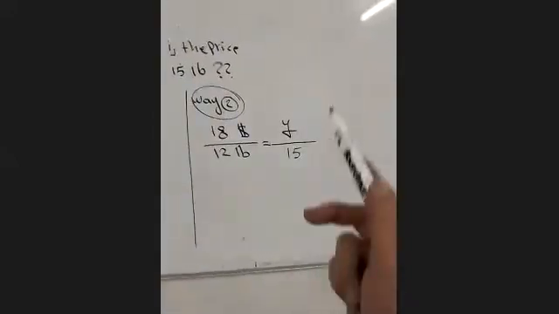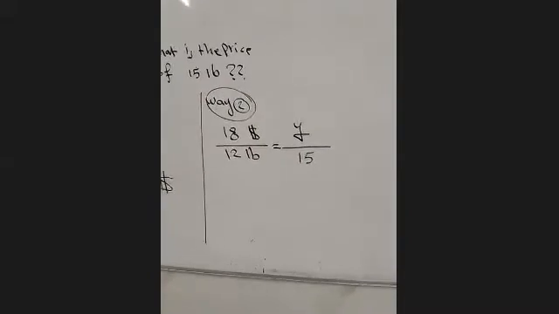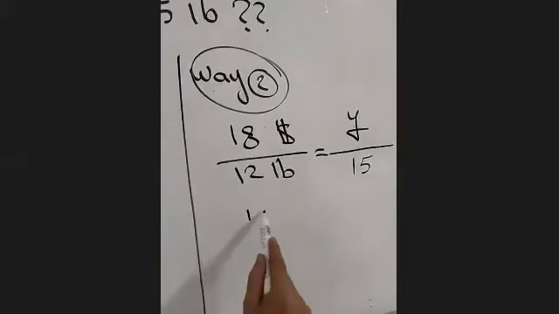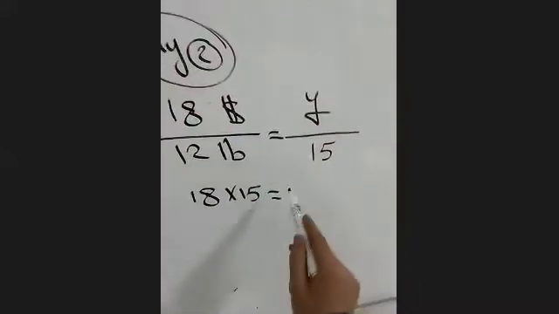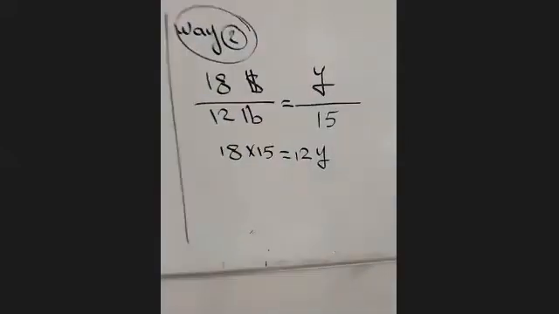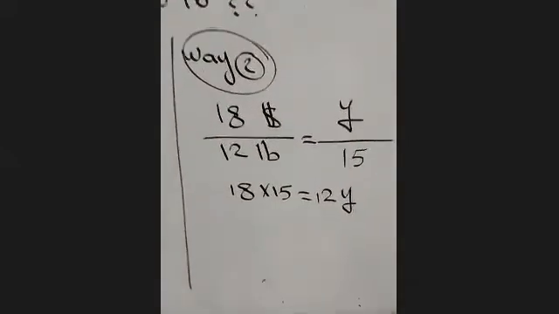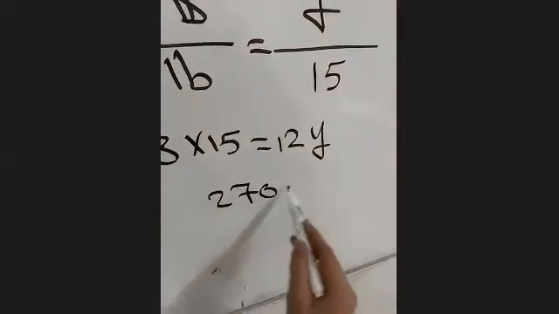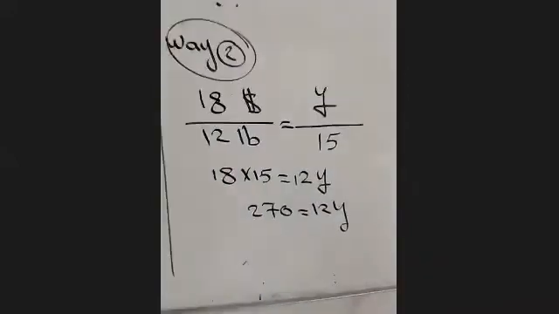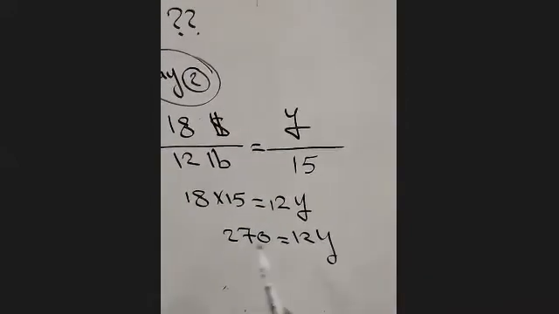Now we know the step, guys. We make a cross product. We did that before. We multiply 18 by 15. 18 times 15 equals 12 times y, which means 12y. Now 18 by 15, we make normal multiplication. I will use my calculator here to save time. So 18 multiplied by 15 is 270. 270 equals 12y.